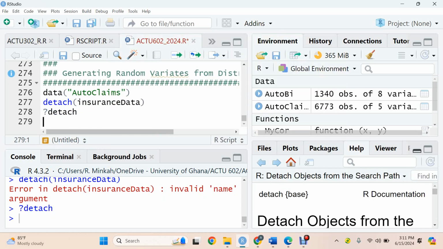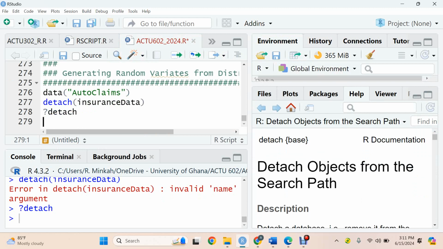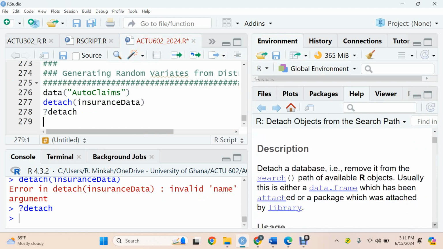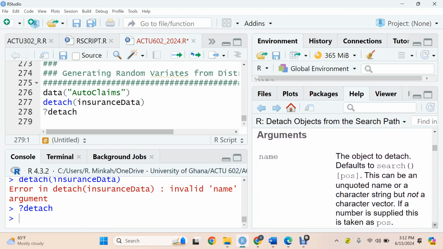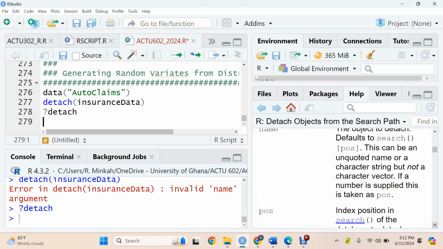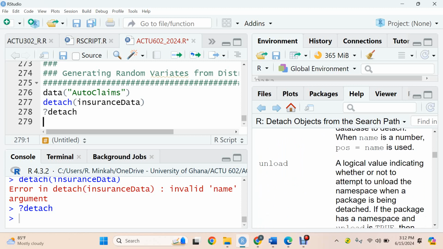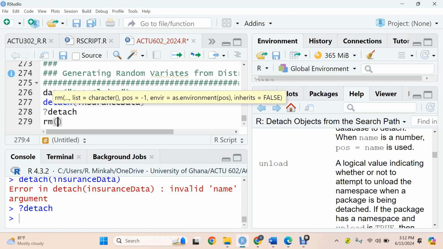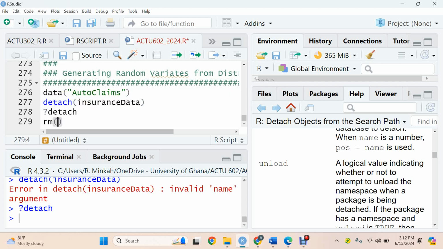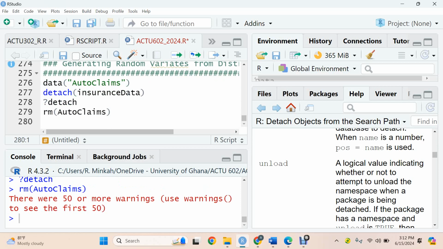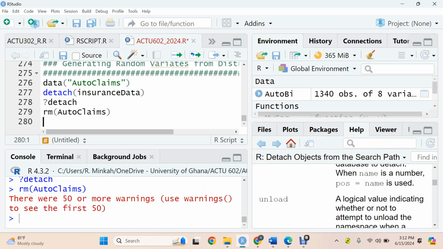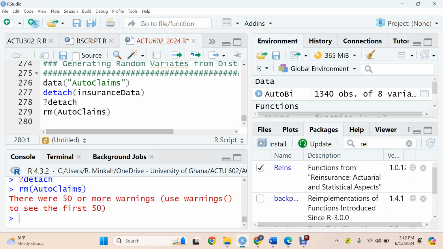So detach object from the search path. So the name, the position, because it's a data object, I think I can use rm, which is remove. So auto claims. Yeah, okay. So this can be removed. That is removed, and there's no more there. Okay, but we should be able to use detach to detach a package.